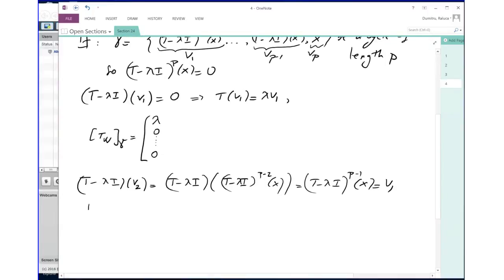Okay, so that means T of v2 minus lambda v2 equals v1. So T of v2, which gives me the second column, is in fact v1 plus lambda v2. I'm just reading the first and the last. Okay, but then the second column looks like this: 1, lambda, 0, all the way down.